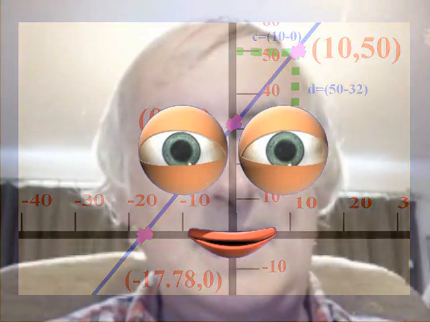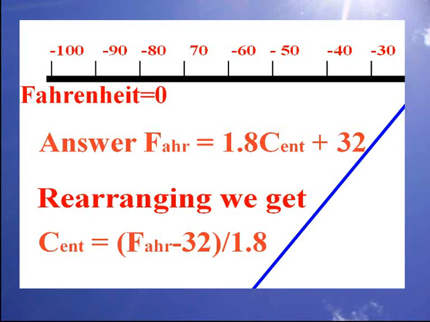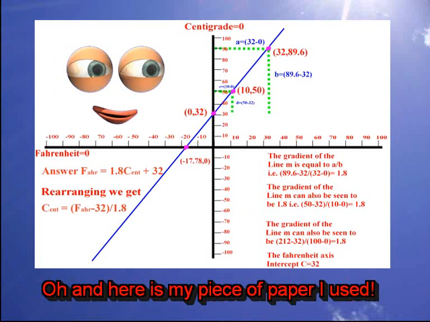Therefore, the equation of the linear relationship between Fahrenheit and centigrade is F equals 1.8c plus 32. Wow, what a result. Also, rearranging, C equals (F minus 32) divided by 1.8. Now draw a larger graph to verify that the boiling point of water, 100 degrees centigrade, equals 212 degrees Fahrenheit.